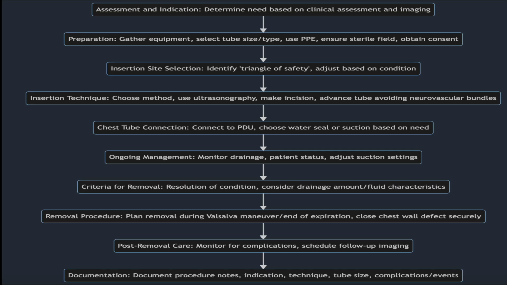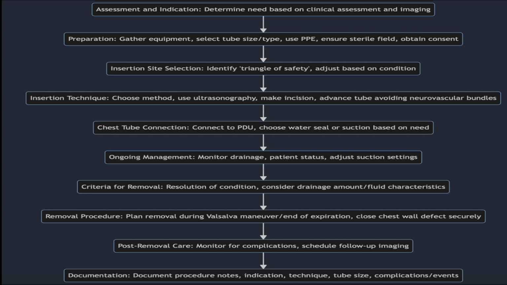Now, to summarize, this is how the flowchart should be for managing a chest tube in the hospital or ICU. Assess the indication. Determine the need through clinical assessment and imaging before you decide to put in a chest tube. So you can go for a chest x-ray, CT scan or ultrasound to determine why I am putting in the chest tube. Now, once you have decided, prepare your equipment, select your tube, use appropriate PPE, ensure the field is sterile and obtain consent for the procedure.